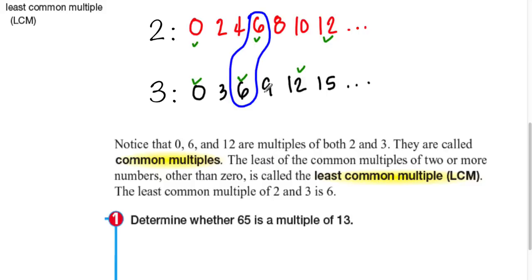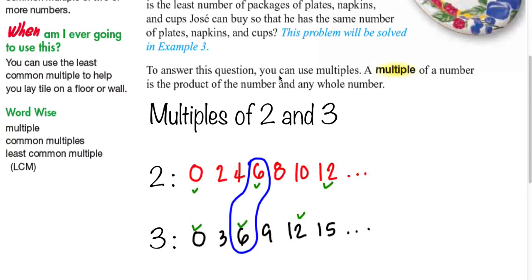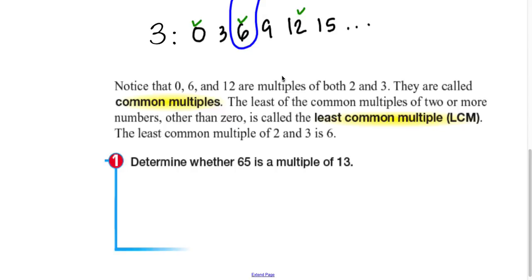Let's take a look at example number 1. Determine whether 65 is a multiple of 13. Remember, going back to the definition, a multiple is the product of a number and any whole number. That means when we divide 65 by 13, the remainder should be 0. Or we can just list it. The multiples of 13 start with 0, 13, 26, 39, 52, 65, 78. We hit it right there.